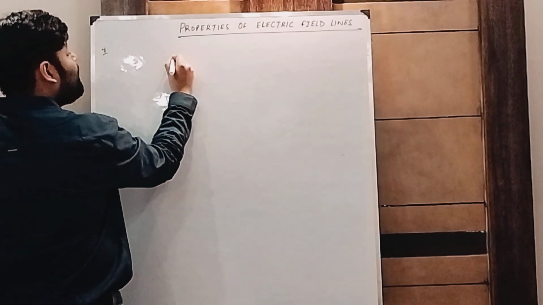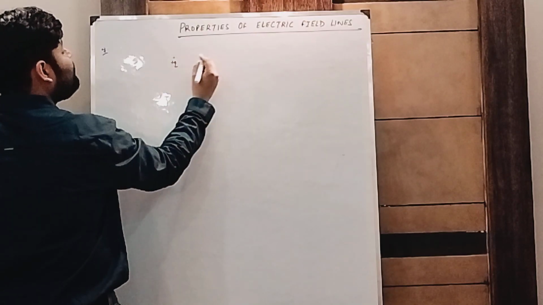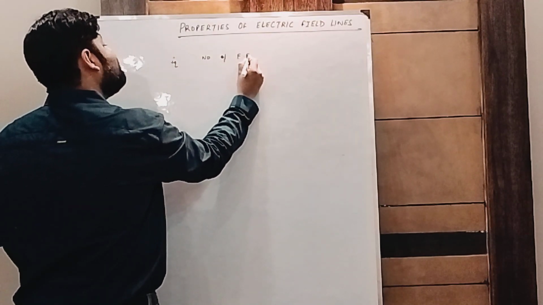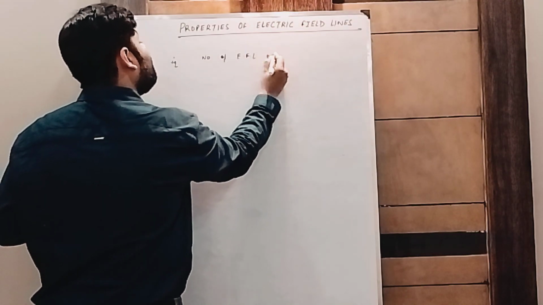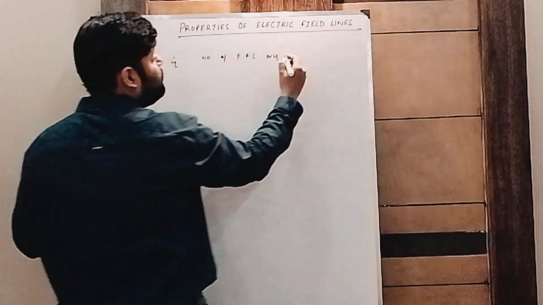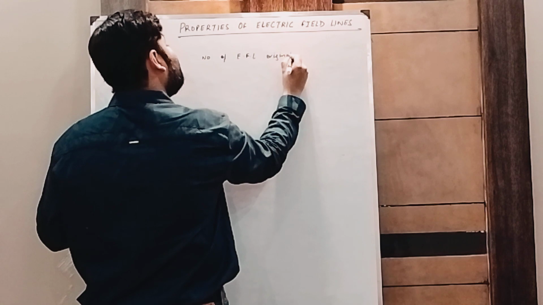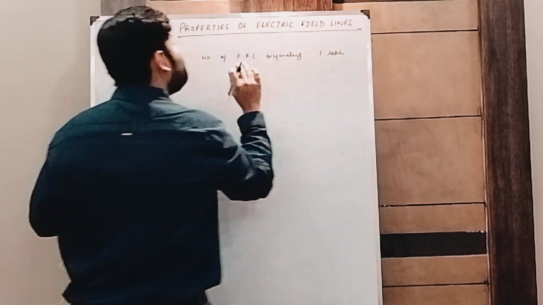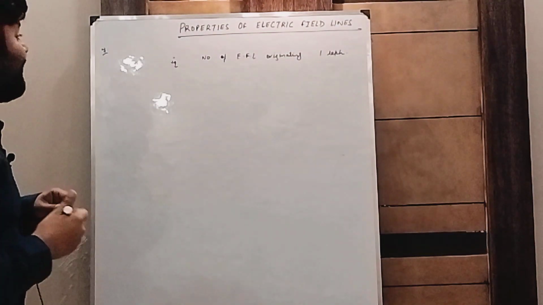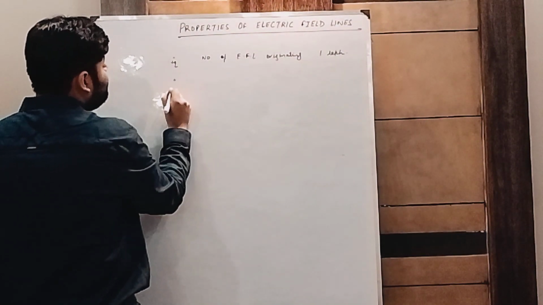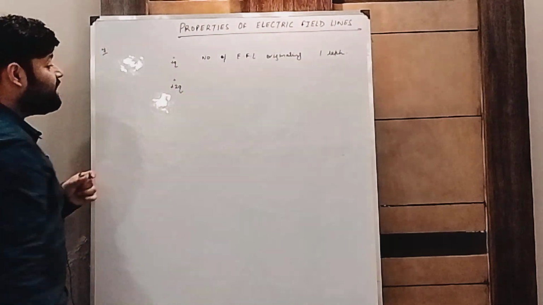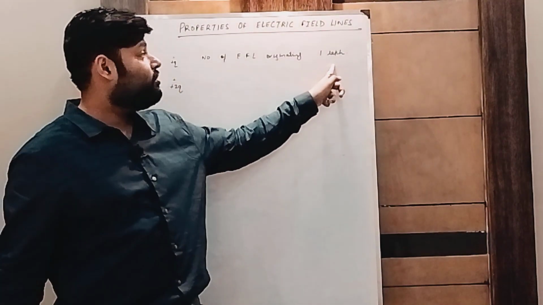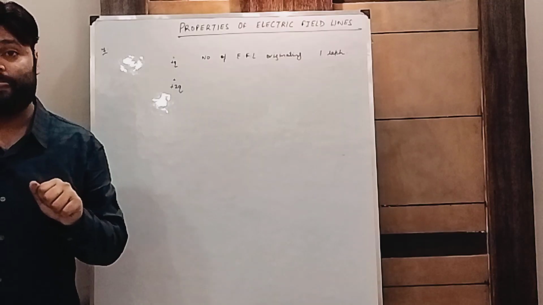Now let's say I have a charge plus Q. And I say the number of electric field lines originating from this plus Q charge is 1 lakh. Let's say this is the data that is given to us. And in turn, I have been asked this question that there is another charge plus 2Q. How many electric field lines are going to originate from plus 2Q?